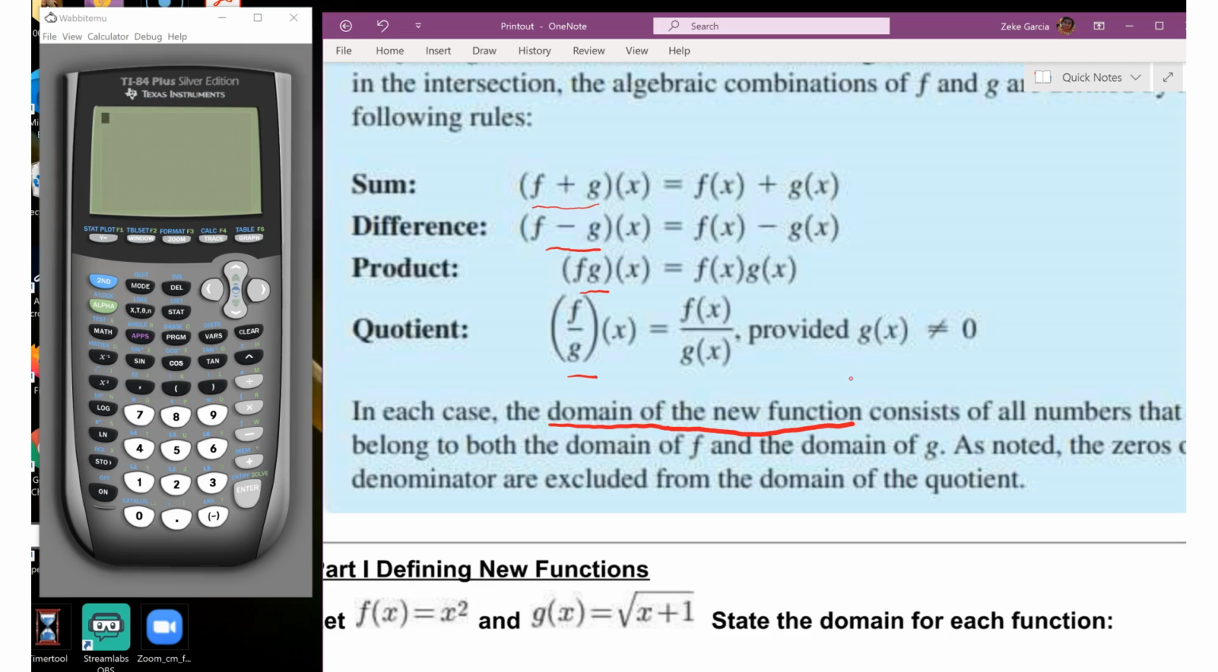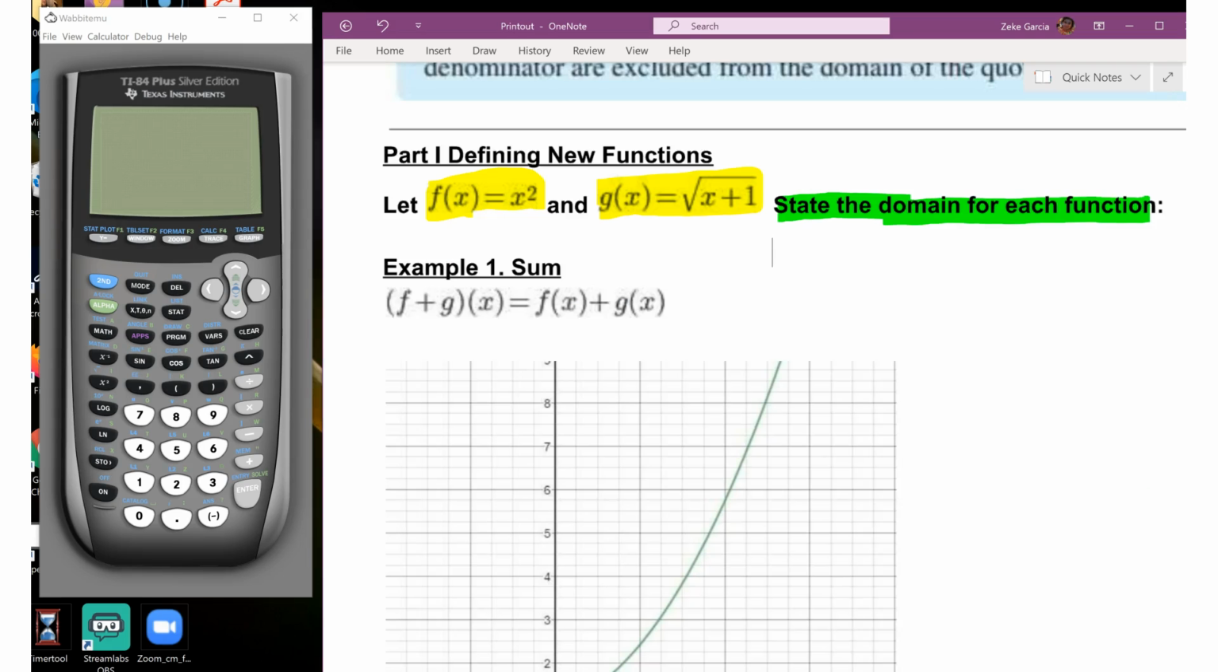So for the first part of the lesson, we're going to talk about the operations in dealing with functions: sum, difference, product, and quotient. And then on the left, I'm going to go ahead and show you the graph. So for example 1, we're adding f of x, which is a quadratic, and a square root function. We're adding a quadratic and a square root function.